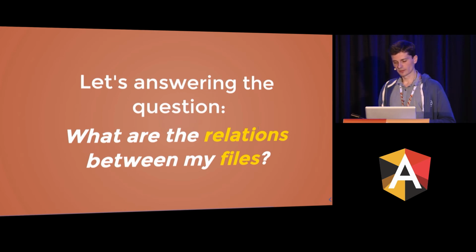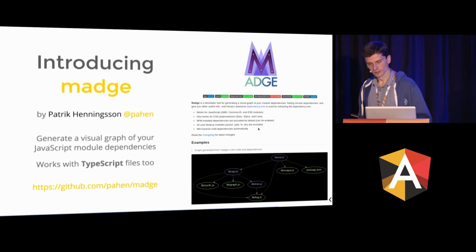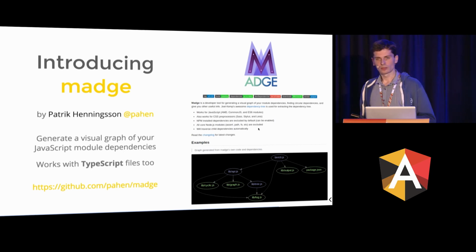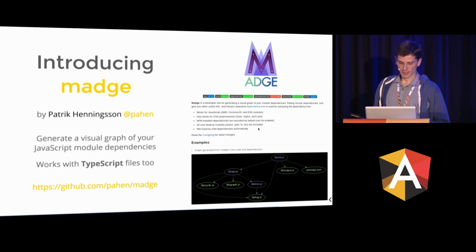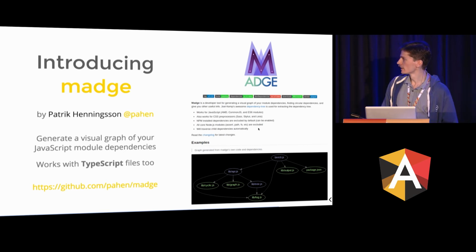For that, there is a famous tool called Madge from Patrik Henningsson, which is very cool for generating a static 2D graph of the links between all the modules. It plays very well with ES6 modules or CommonJS, etc. And it also works with TypeScript files. It's not directly put in the documentation, but it works very well. And you can get, for example, this kind of graphic at the end.